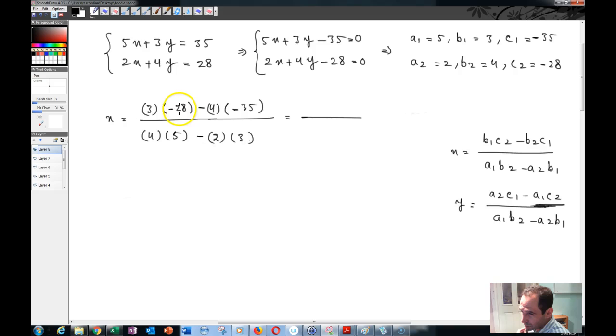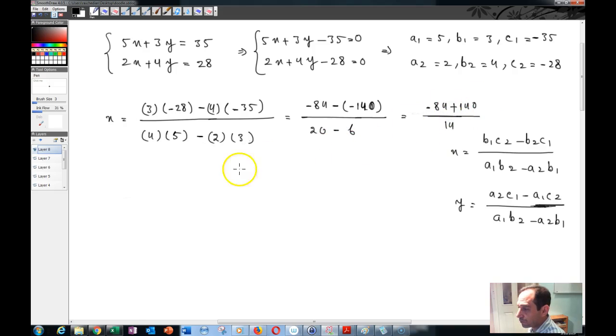3 times 28 is equal to 84. That's 60 plus 24, which is 84, so that's negative 84. Minus 4 times negative 35 is 140. You need to be careful here, because I did make a mistake with these negative and positive signs, and I was looking for the mistake for a while. So that's negative 84 plus 140, over 20 minus 6, which is 14.